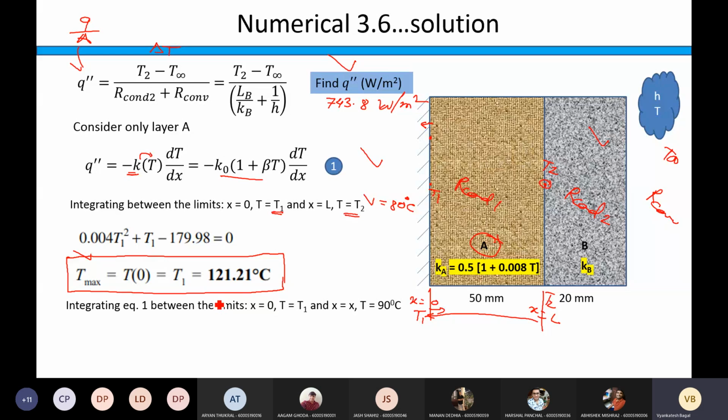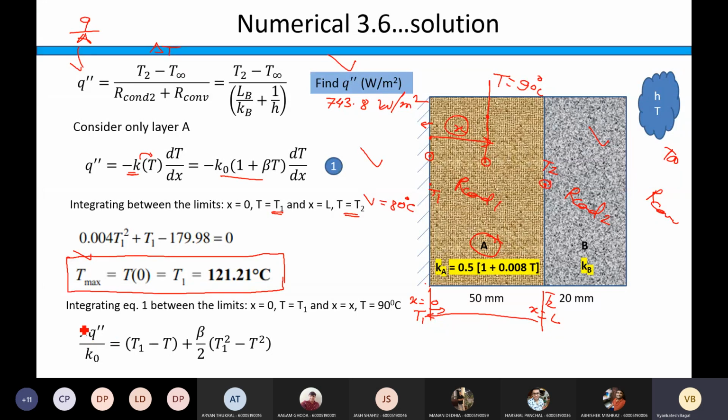Fine. Now, once you know this temperature, then you can take the point where the temperature is defined as 90 degrees C, and we have to find out what this x distance is, right? So now this time you have to integrate the equation with this as one of the boundary conditions or limits, and this as the second limit, right? So previously we integrated the equation between these two faces. Now we have to integrate between these two. So you can integrate the same expression again, and you will get this type of equation.